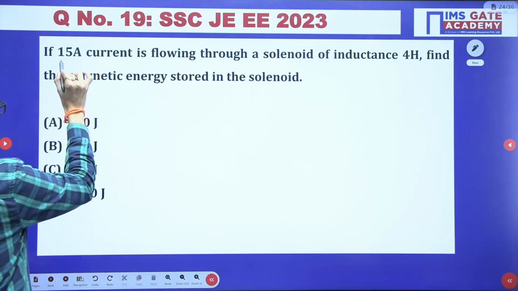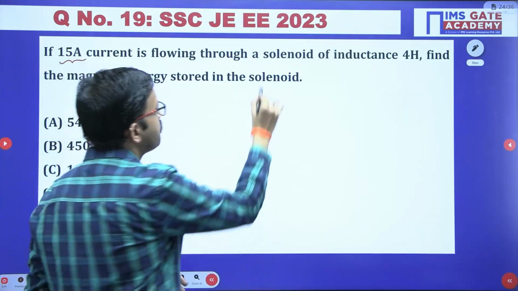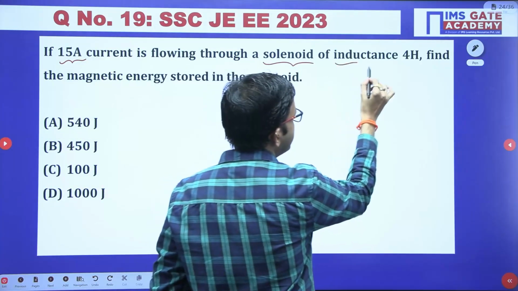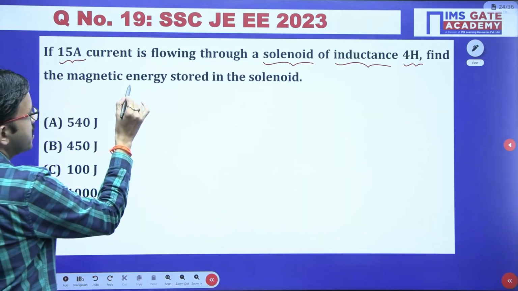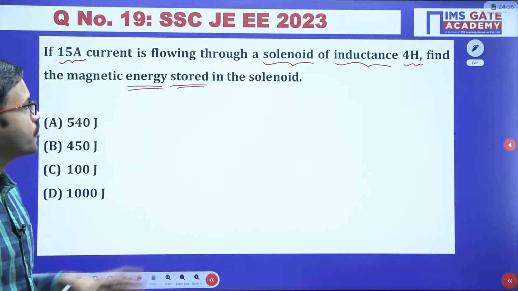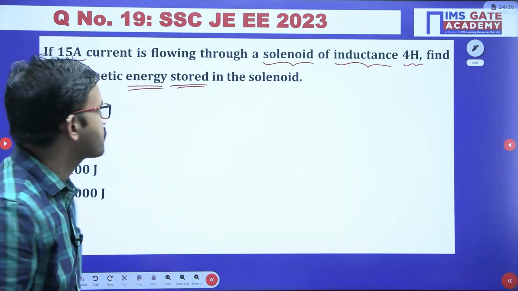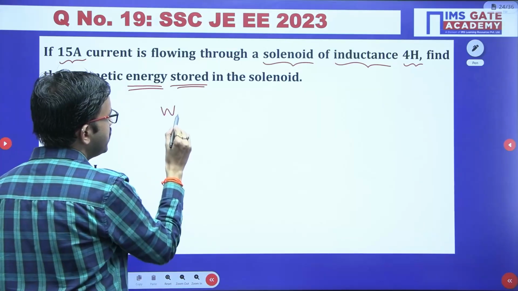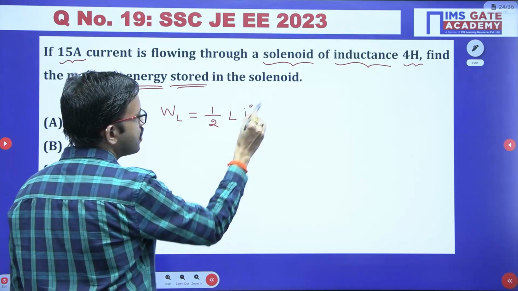In this question, 15 ampere current is flowing through a solenoid which has an inductance of 4 Henry. Find the magnetic energy stored in the solenoid. I hope all of you know the standard formula for the energy stored by an inductor. Energy stored by the inductor is equal to half L I square.